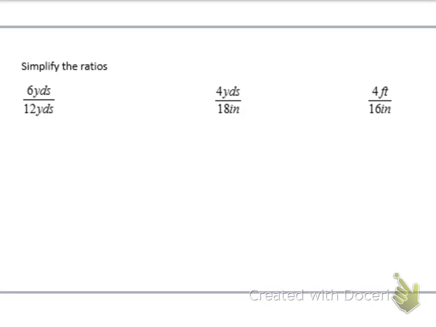Okay, so simplifying these ratios, if they are yards to yards, I've got yards on top and bottom, so it cancels. 6 over 12, they're both divisible by 6, so I would get 1 over 2 left. My next one, I actually need to convert. There are 36 inches in a yard, so if I times this by 36, I would get 144 over 18. And then since I converted it to inches, my inches would cancel, and that would simplify to 8.